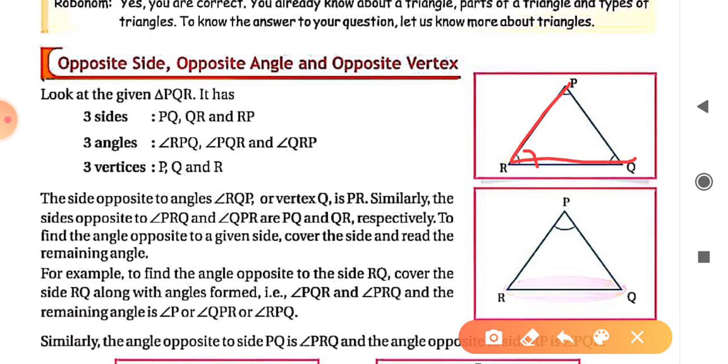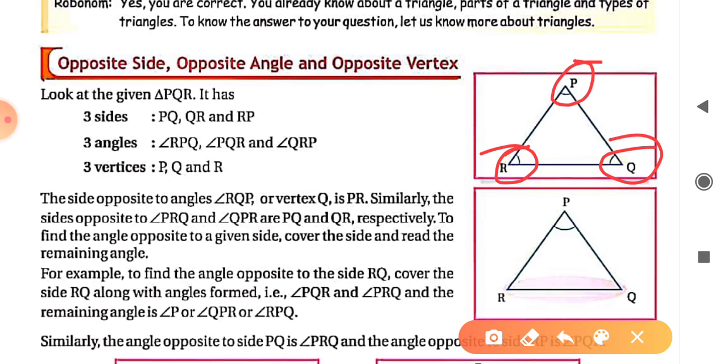So there are three angles and three sides in a triangle, and there are three vertices in a triangle, that means P, Q and R. Every triangle has three sides, three angles and three vertices. That means there are 9 elements.